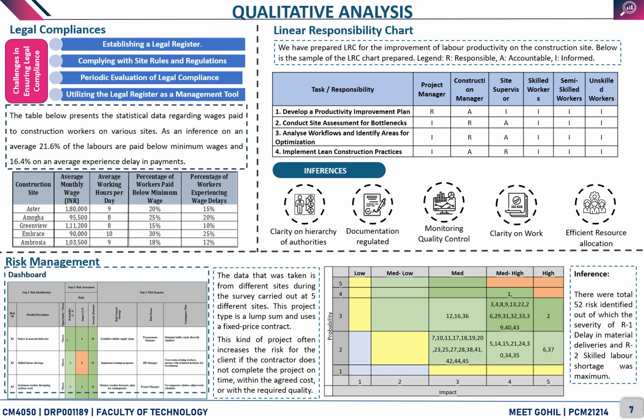As an inference, on an average 21.6% of the laborers are paid below minimum wages and 16.4% on an average experience delay in payments. Linear responsibility chart. We have prepared a linear responsibility chart for improvement of labor productivity on construction site.